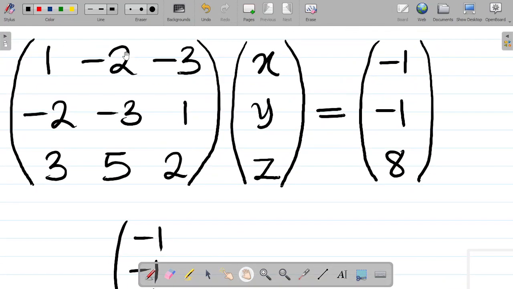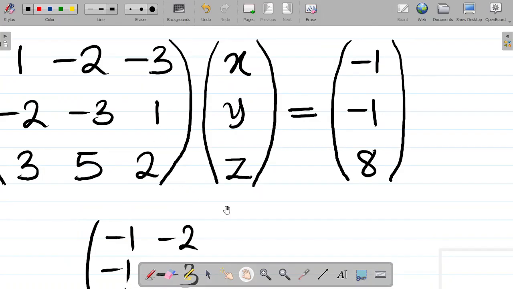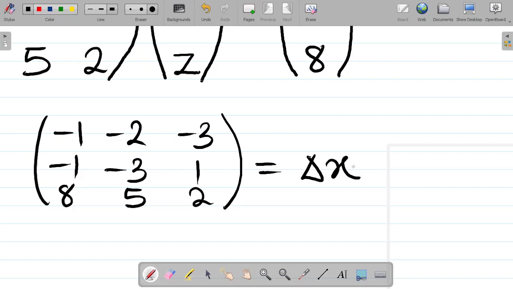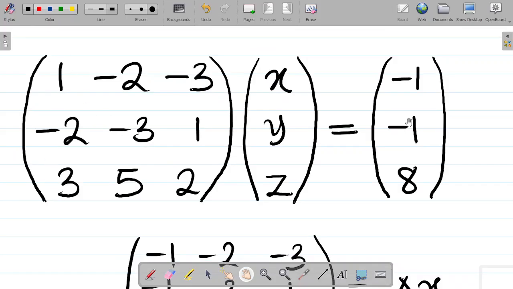And then you can now repeat the other two columns. Minus 2, minus 3, 5. And then finally I have minus 3, 1, and then 2. This is what we call lambda x. So to get lambda x, all you have to do is replace all the terms of the first column by your answer matrix. That's the concept, all right?